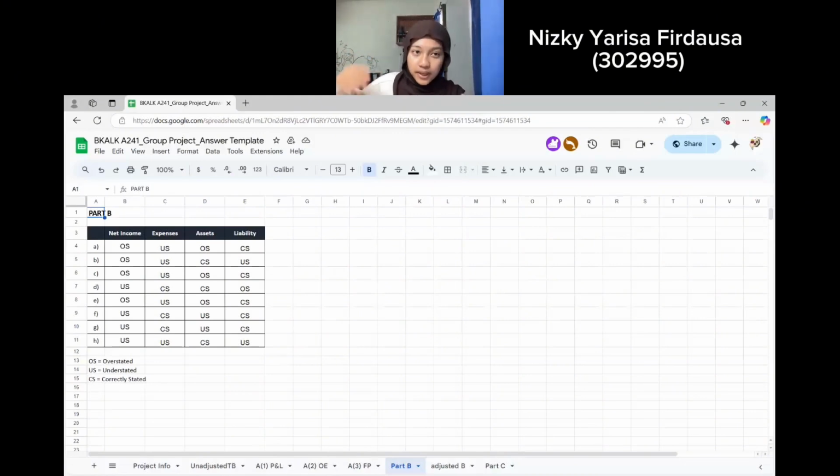So I will explain three terms: overstate, understate, and correctly state. Understate is a value reported as being lower than it should be. Correctly stated is the accurate or the actual performance based on proper accounting principles. Last is overstate, and overstate is a value reported as being higher than it should be. So for our questions, maybe I will explain two or three. I will not answer all of that.